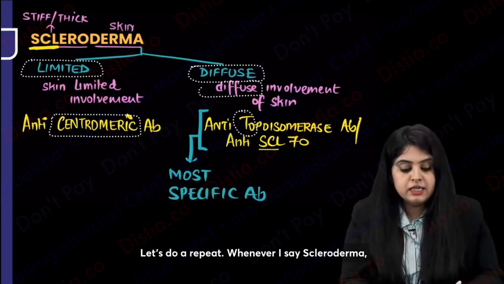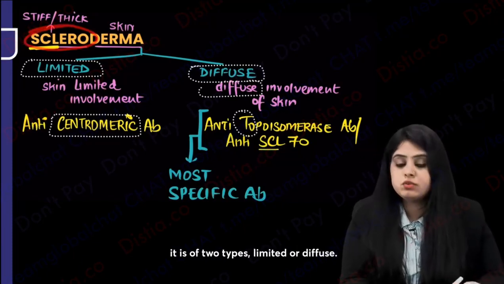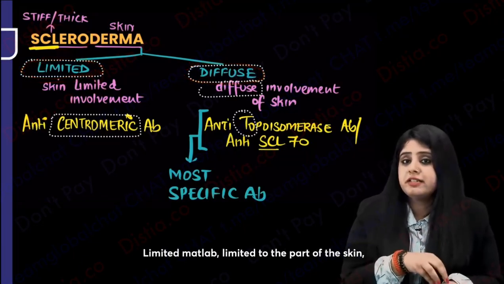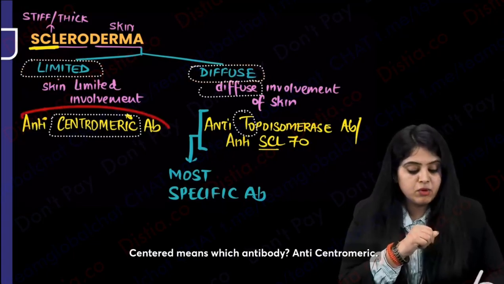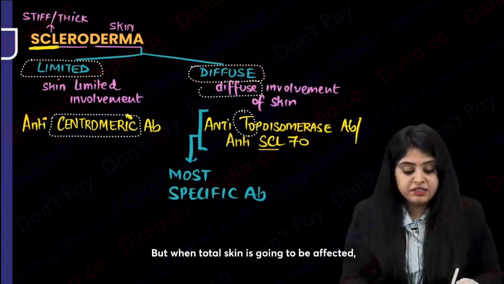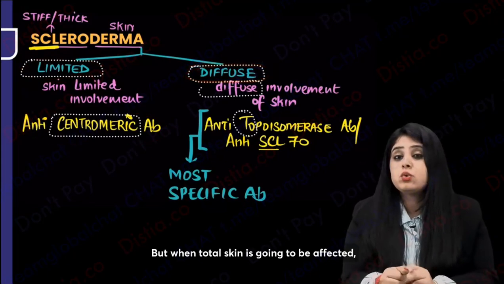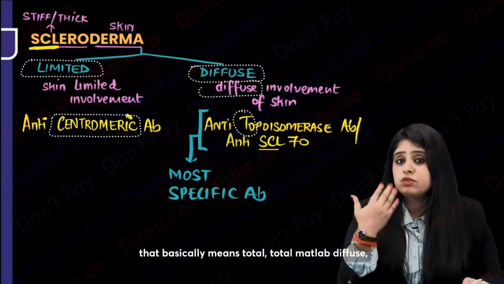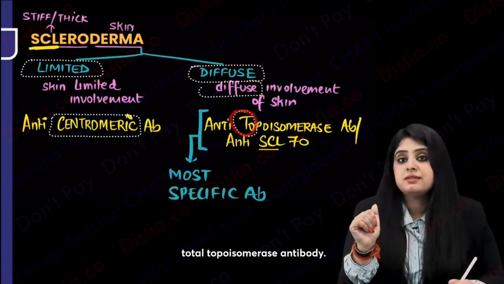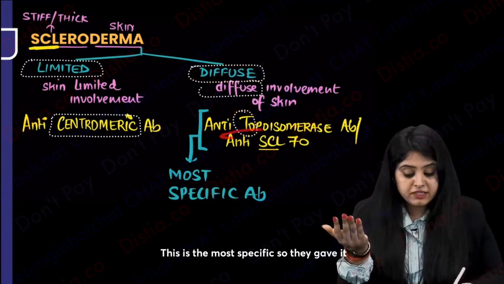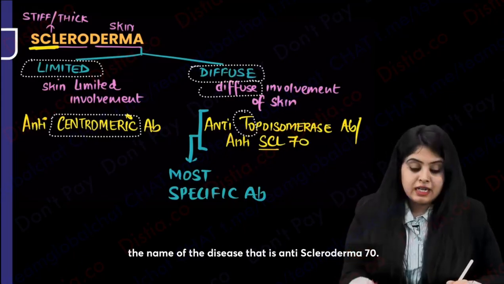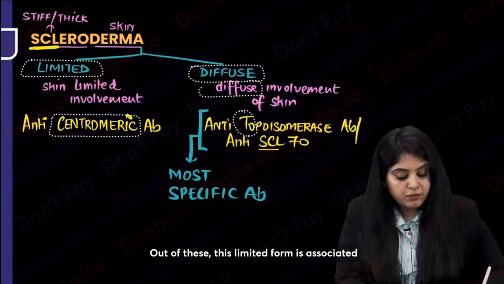Let's do a repeat. Whenever I say scleroderma, it's of 2 types, limited or diffuse. Limited matlab limited to the part of the skin. It is centered. Centered means which antibody? Anti-centromeric. But if they say total skin is affected, that basically means total, matlab diffuse, topoisomerase antibody. This is the most specific. So they gave it the name of the disease, that is anti-scleroderma 70.